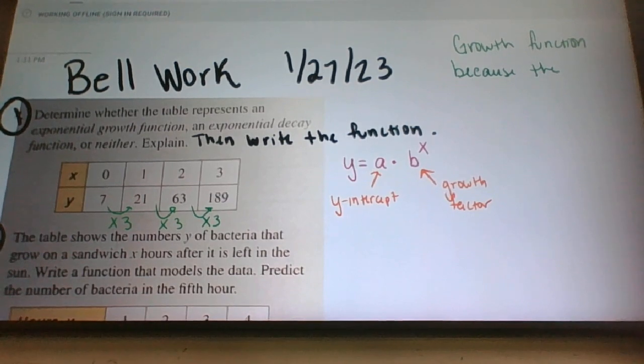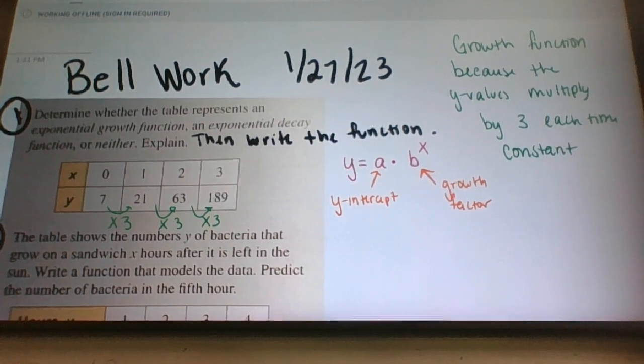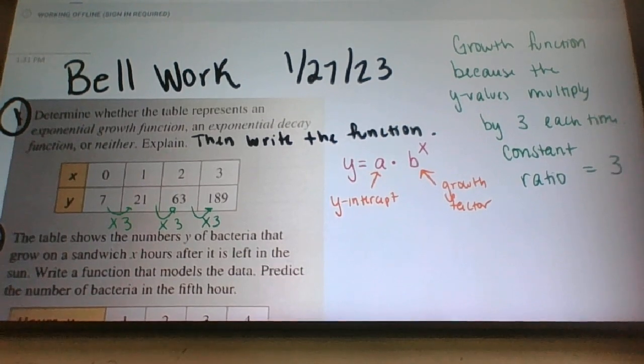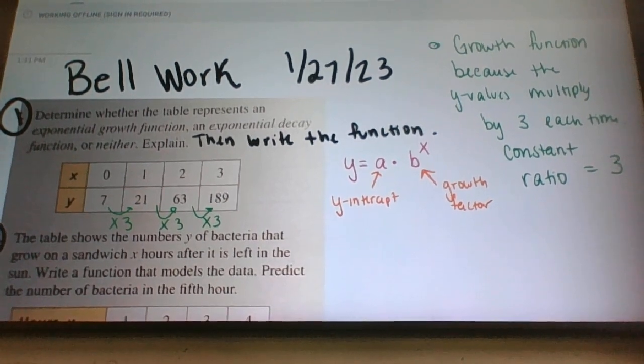And one way to justify it is because the y values multiply by 3 each time. Another way to say that in a more math term way is to say that the constant ratio equals 3. Constant ratio. And then it says to go ahead, write the function.